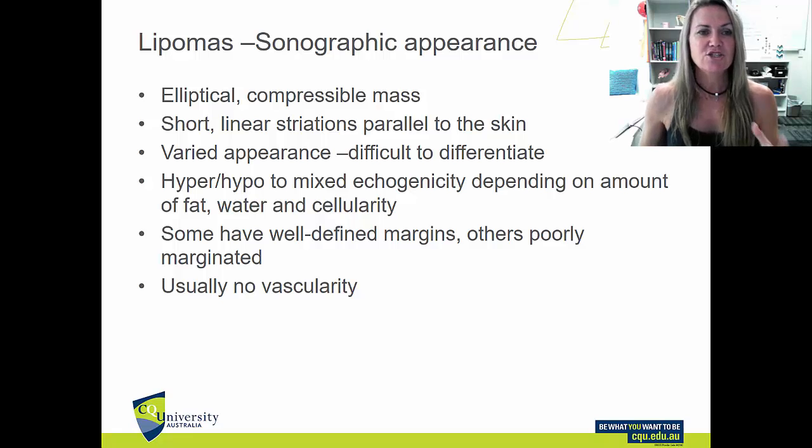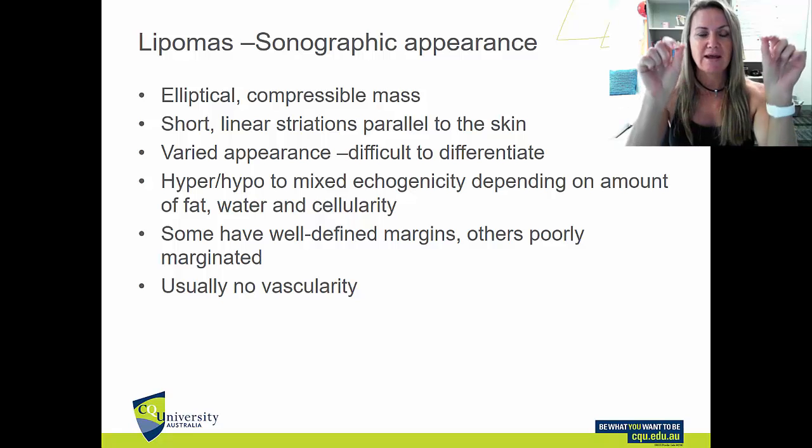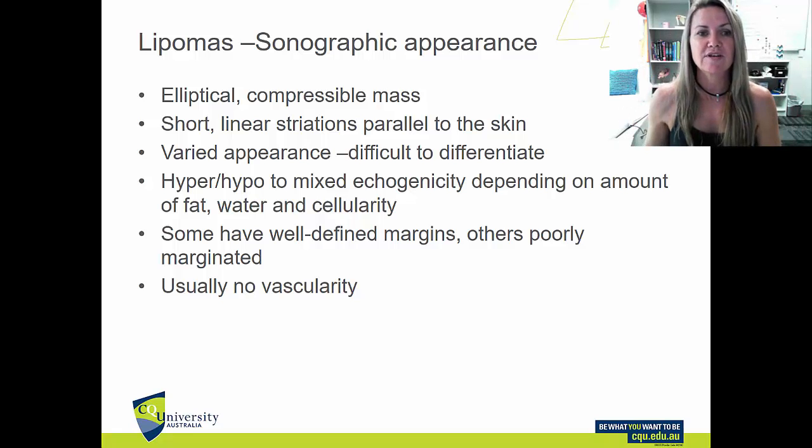So what do they look like? Usually elliptical, ovoid types of shape. They're compressible, so that's where you would do your dual screen, have the lipoma, and make sure that you also have the compression on the other side, and you just slightly depress the probe and measure the difference so that you're proving that it is able to be depressed or compressed.